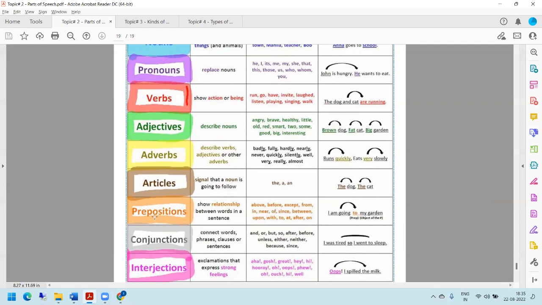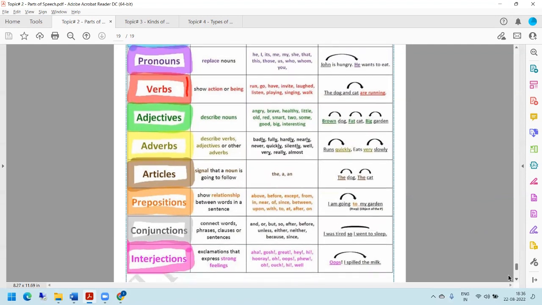Then we have prepositions. They show the relationship between words in a sentence. For example, I am going to my garden. So here the preposition is to, and garden is the object of the preposition. Examples of prepositions are above, before, in, out, and all those ones.